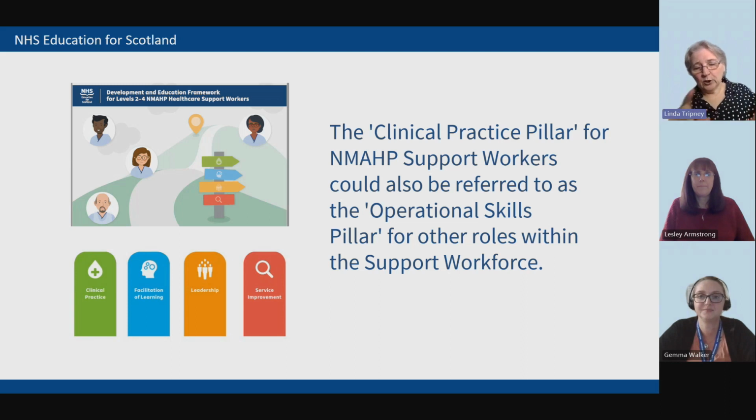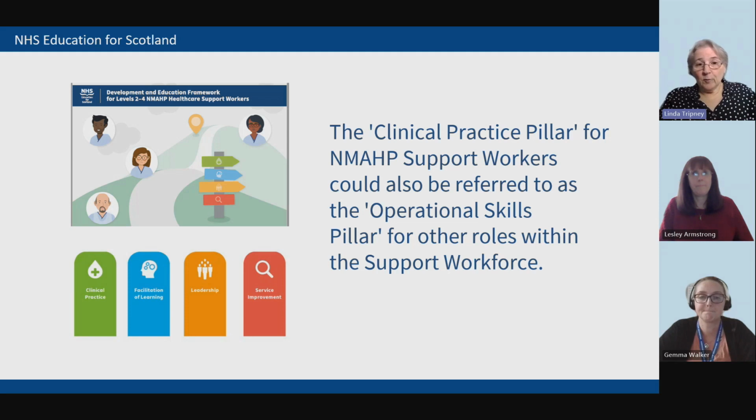So if you start to look at your role across these 4 pillars, what are the opportunities for you moving forward? It can help you during PDPR conversations with your manager. You can say, I'm doing grand at these operational skills, I can't do any more, I'm doing really well. But what I'd love to do is develop some service improvement skills, or I'd like to be involved more formally in facilitation of learning. So it can support those conversations with your manager.